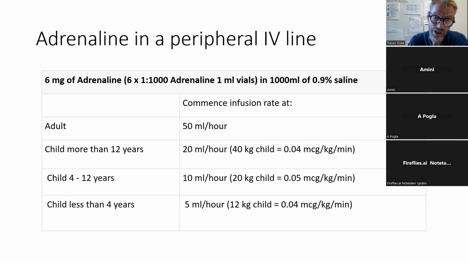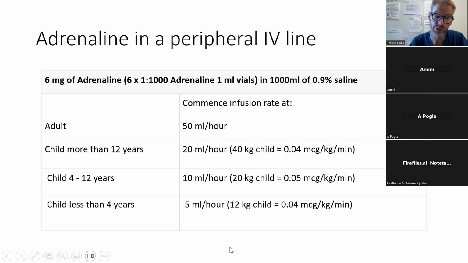And what that does for the average weight of that child is give them about 0.04 micrograms per kilogram per minute. And that's 0.04 or 0.05. And that's the right dose to start giving peripheral adrenaline. So that's a useful way to give peripheral adrenaline.